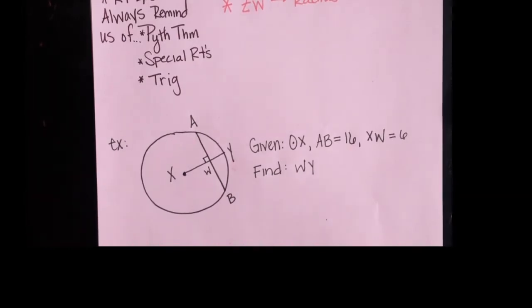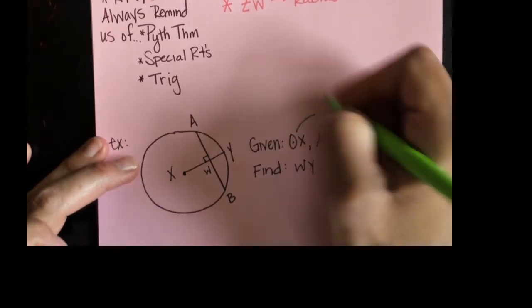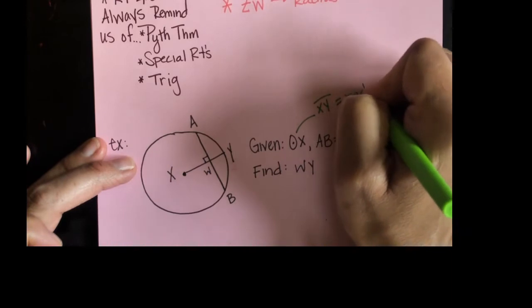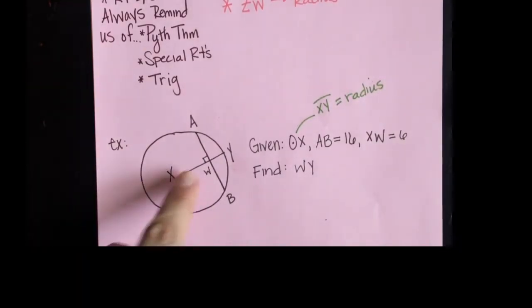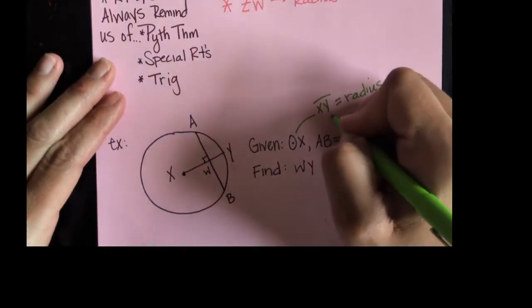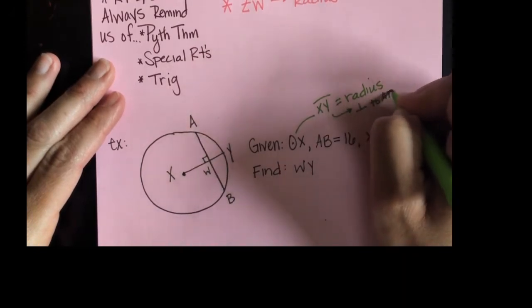All right. So we've got a lot of information. And instead of worrying about what to do, let's just worry about plugging things in. So if I have circle X, the first thing I know is that XY is a radius. Has an endpoint at the center, endpoint on the circle, so it's a radius. The other thing I notice is that XY is perpendicular to AB.